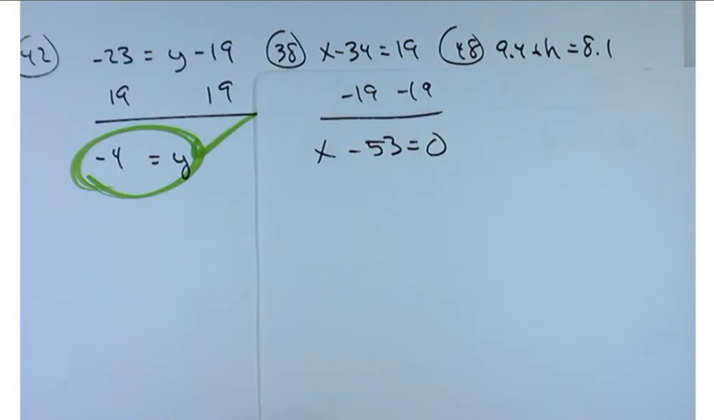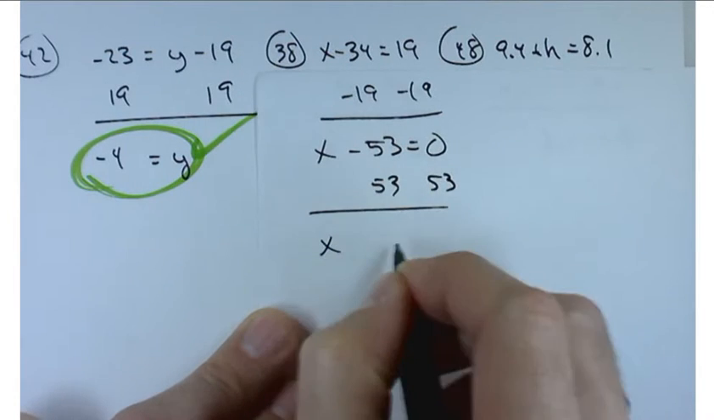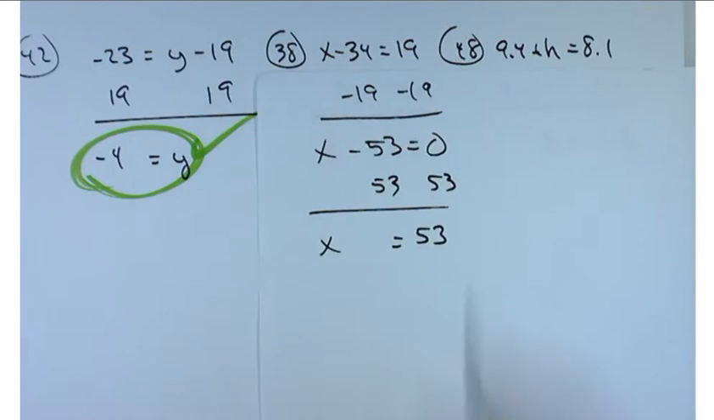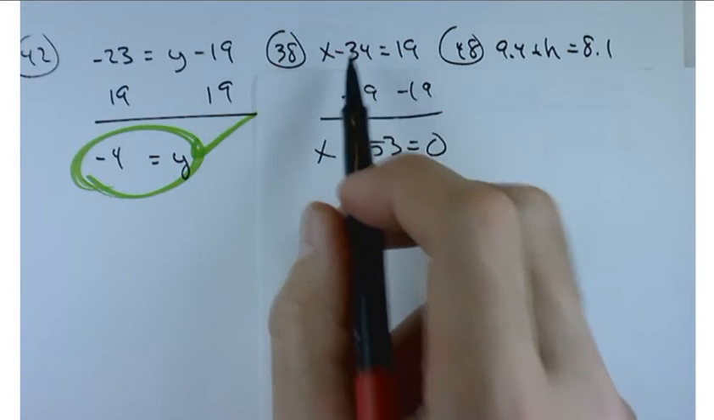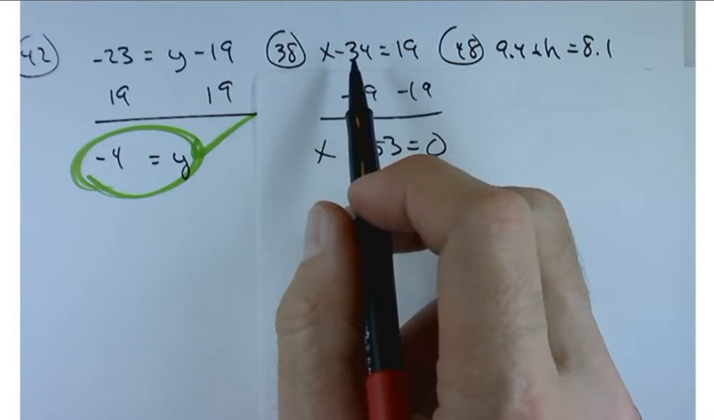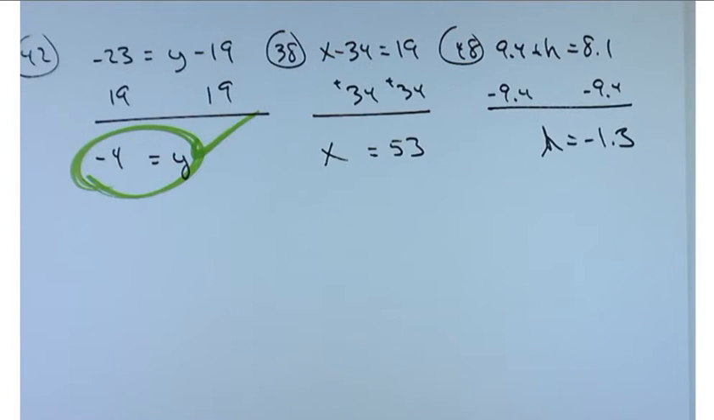So how would you solve? Well, at that point, I would add 53 to both sides and get x equals 53. But it took a little bit longer to get there, right? So what I would suggest is that when you're looking at these problems, you say, all right, what do I need to do to get the variable by itself? All right. The opposite of subtracting 34 is to add 34. Okay. So what you were doing will get you there.